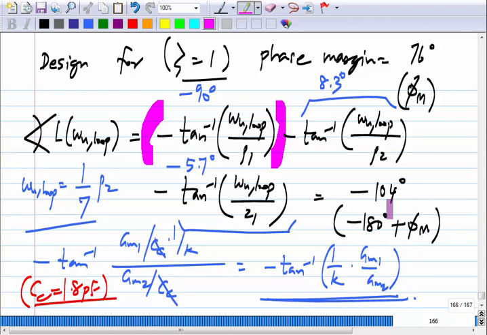Exactly. So I have to design GM. I have to design an op-amp. If I had GM2 to be 5 times GM1, then possibly you could do this, right? Or maybe 10 times GM1 or something.